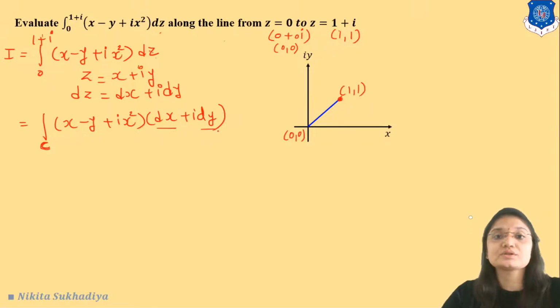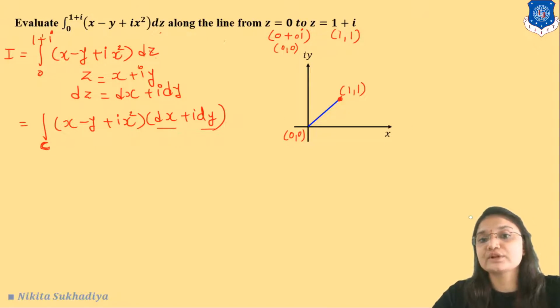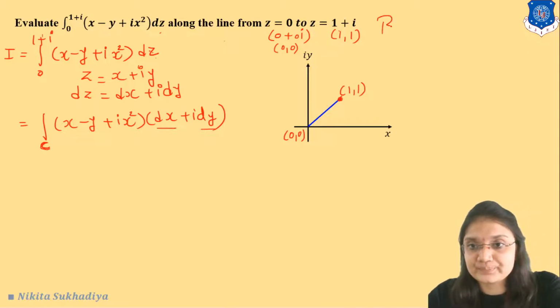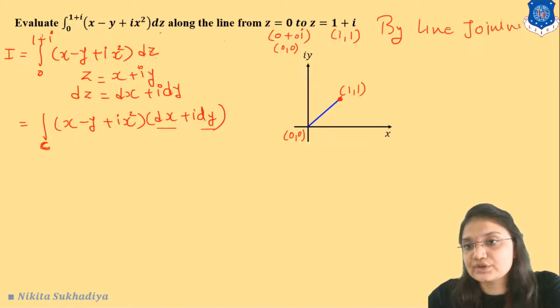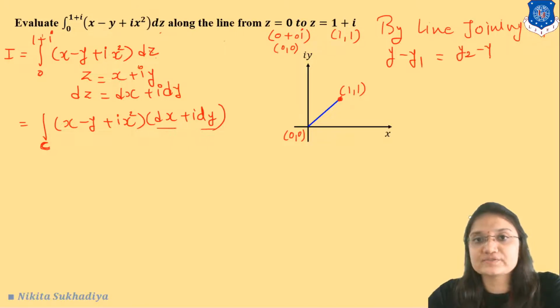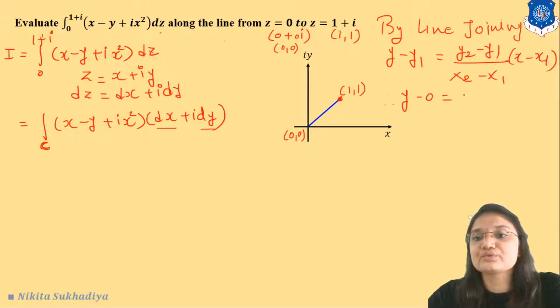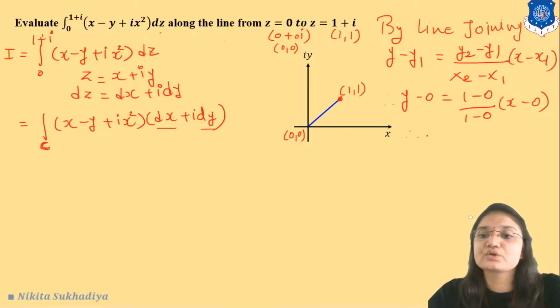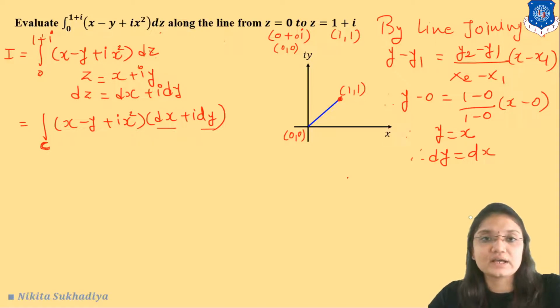Choice is yours. Here you have been given 2 points. One point is 0 0 and the second point is 1 1. So by using the line joining equation, y minus y1 is equal to y2 minus y1 upon x2 minus x1 into x minus x1. This will become y minus 0 equals 1 minus 0 upon 1 minus 0 into x minus 0. So this will become y is equal to x. So dy is equal to dx by taking derivative on both sides.